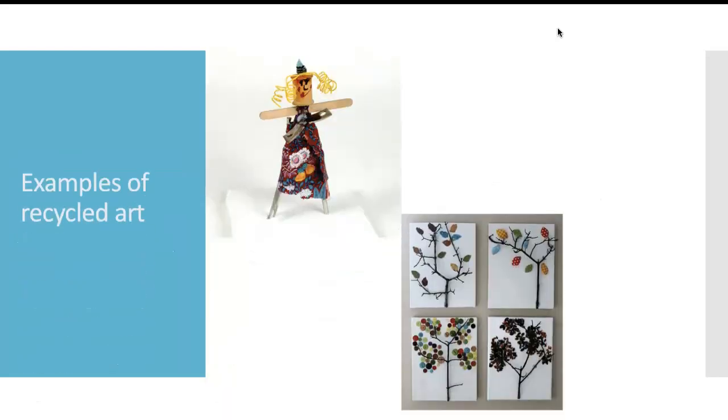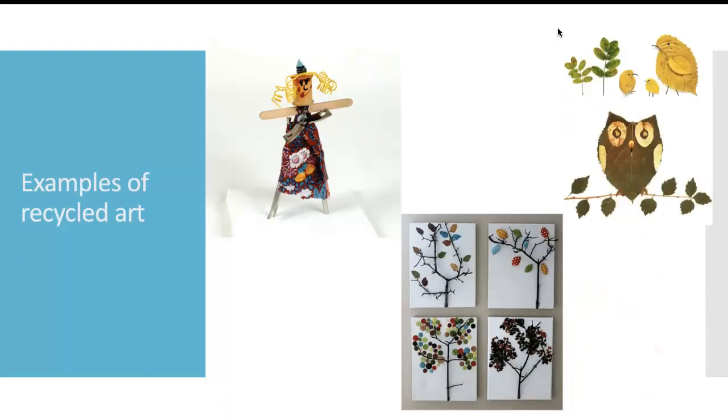Here are a few examples of recycled art that can be found outside. Like the popsicle sticks, the branches from outside, buttons, leaves that could be used to make other objects, other animals, little sticks, stuff like that.